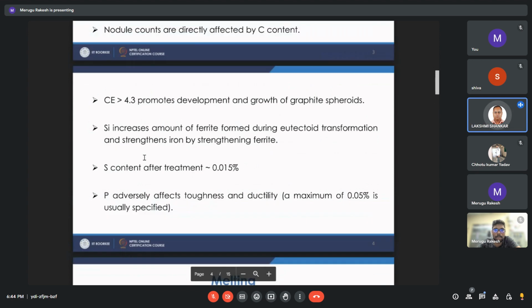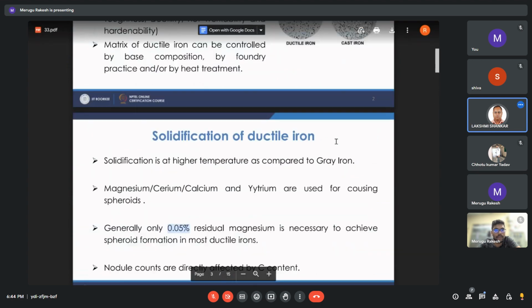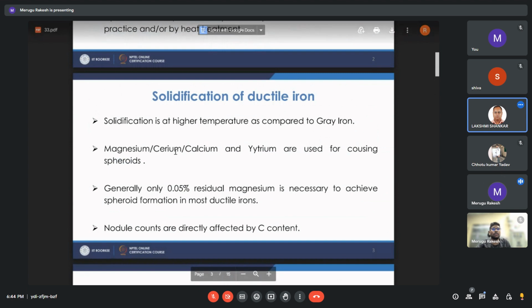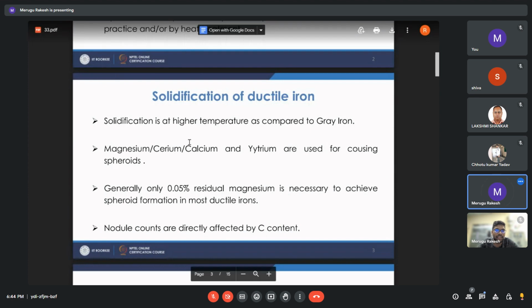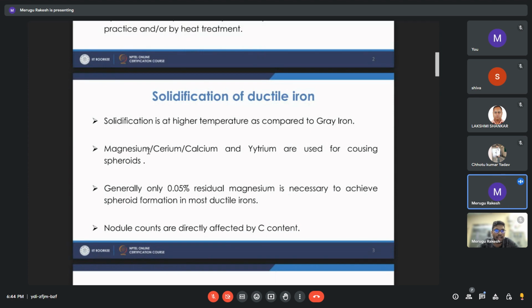Sir, are these used in powder form or some other form? So, as I discussed, we can directly mix in the ladle, or else we can add it in powder form as well. Just before pouring into the mold, we'll just add the powder. Yes, sir.